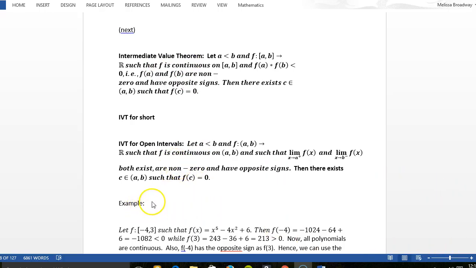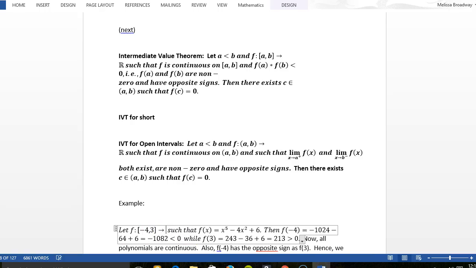So let's do an example. Let me scroll down to the example. Here's my cursor. Let f be a function, oops, I forgot my codomain. Sorry, guys. R. Let f be a function from the closed interval [-4, 3] into R such that f(x) equals x to the fifth minus 4x squared plus 6.